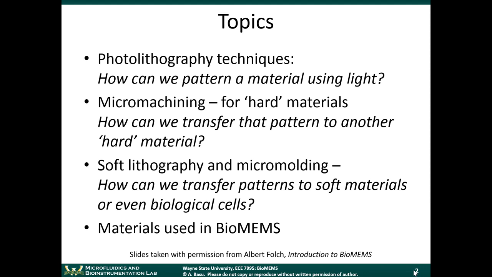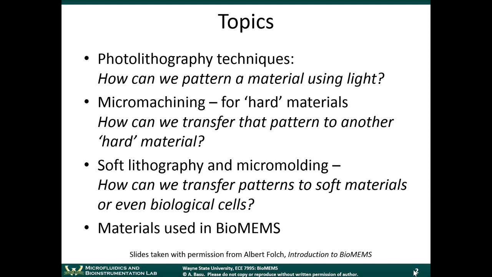And these techniques are largely based on photolithography, where you use patterns of light to define the features on a substrate. So the first third of it is going to talk about how we can pattern materials using light. The second part will talk about micromachining of hard materials, traditional materials like silicon and glass. So how can we transfer the pattern that we created using photolithography into hard materials? And this will make sense once we get into it.